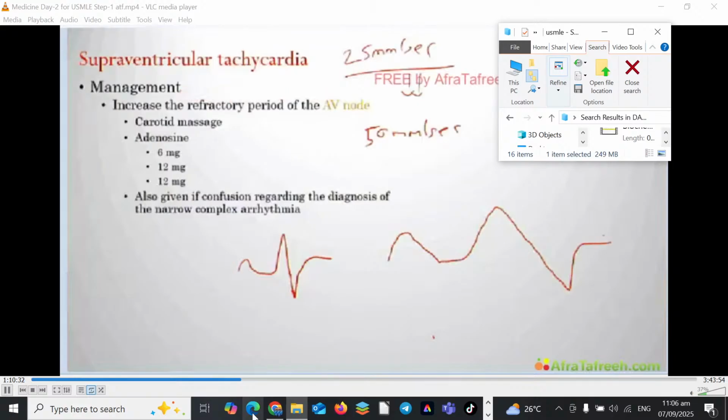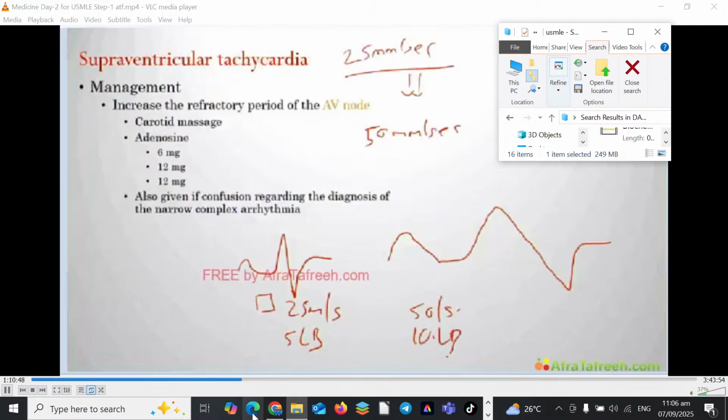That means, because now every box here was how much? This was 25 millimeters per second. So per second you had 5 large boxes. Now you have 50 millimeters per second. So you have 10 large boxes per second.